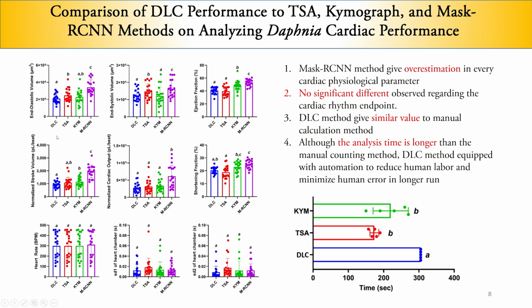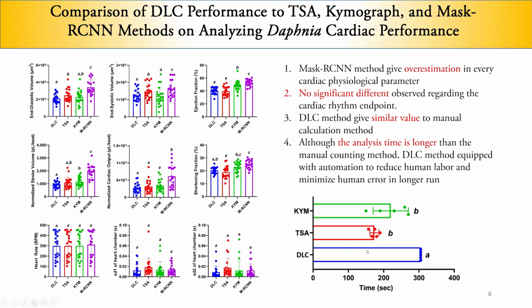And as we can see here, the DLC method gives somehow similar values to either the TSA method or the chemograph method. As we can see here, in diastolic and systolic volume, it gives significantly similar results with the chemograph, and in ejection fraction, stroke volume, cardiac output, and also shortening fraction, it gives a similar result with the TSA method. So in this case, we could say that this DLC method gives similar values to the manual calculation method.